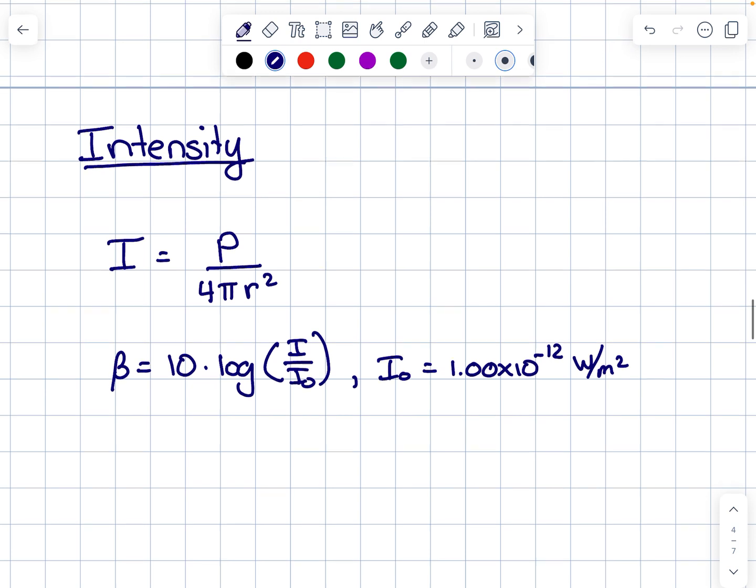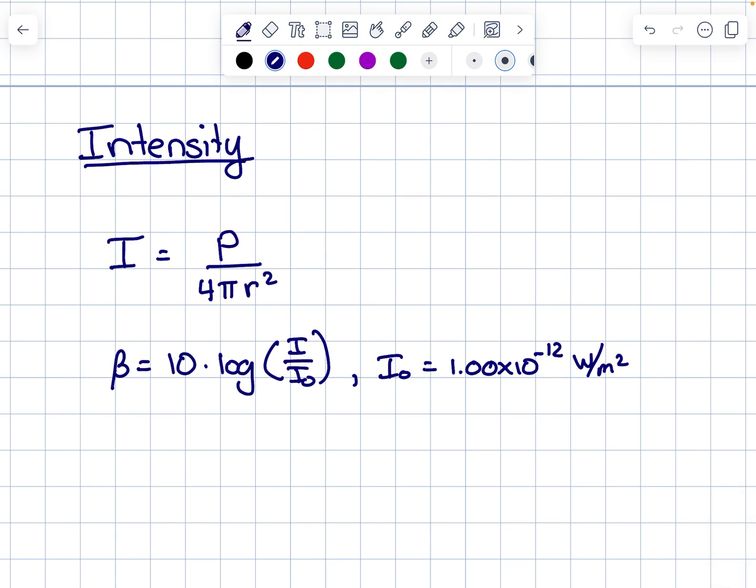The next thing we talked about was intensity, and there's two equations that allow us to calculate the intensity of the sound wave. First of all, the intensity of a sound wave is determined by the power of the source. The power of the source is the energy produced per second. It's in watts. However, that energy is spread out over some area, and that area is given by 4 pi r squared, and so the intensity is given by P over 4 pi r squared.